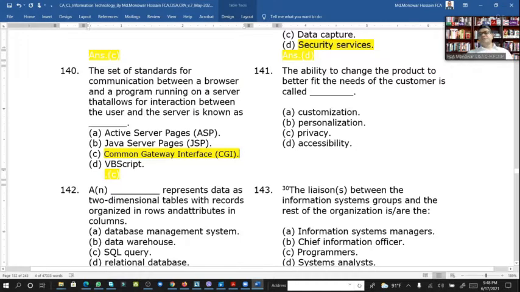The ability to change the product to better fit the needs of the customer is called what? What would be the answer? The product can be changed. The ability of that customization. So the ability to change the product to better fit the needs of the customer is called customization.